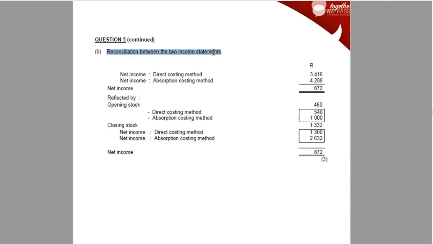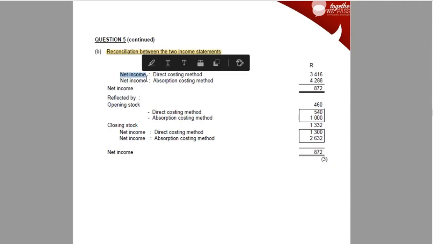So even this reconciliation between the two income statements, it has a framework. Everything has a framework. You will see as you do more questions, everything has a framework. So I always say, always put your framework because it helps you and guides you, on what you need to calculate. So the framework for reconciling the two income statements always starts with showing the net income between the two methods.